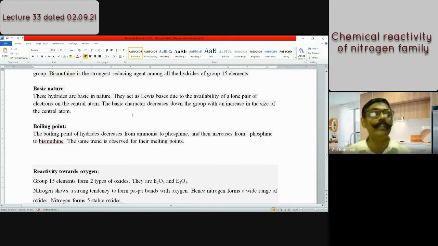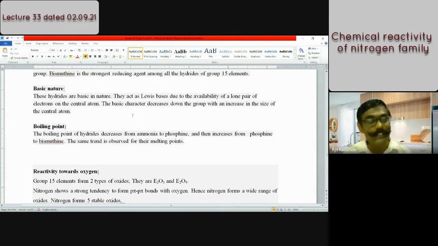Who will be the Lewis base? Who can provide the lone pair? These group 15 elements, in their hydride form, have lone pairs. For example, nitrogen in ammonia has one lone pair, and that lone pair is donatable. The lone pair can be shared with whom? The Lewis acid, so that bonding is possible. Lewis acid means who can take that lone pair. So these elements are there, with a lone pair.